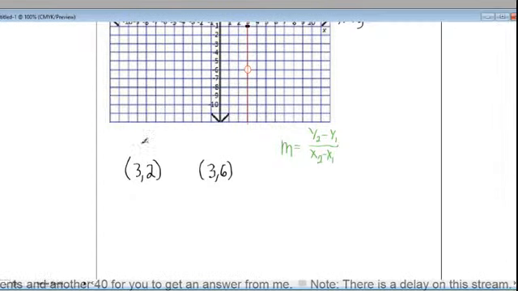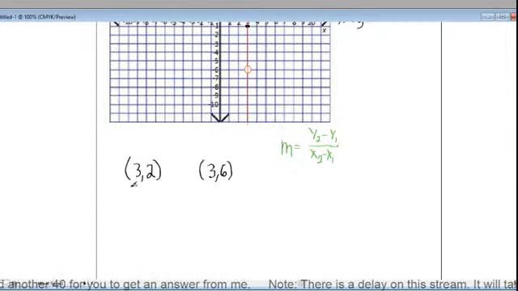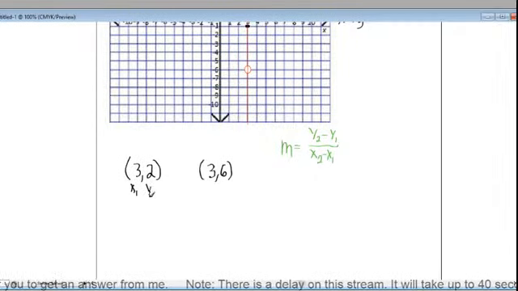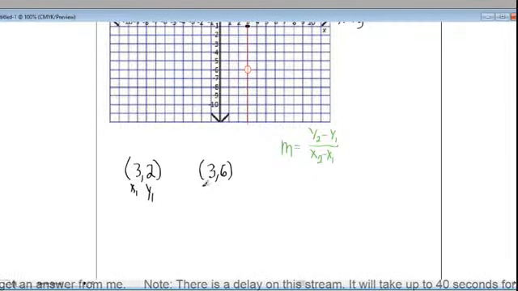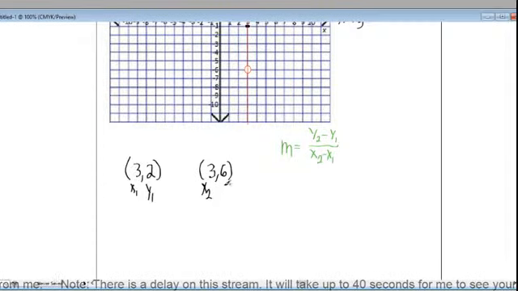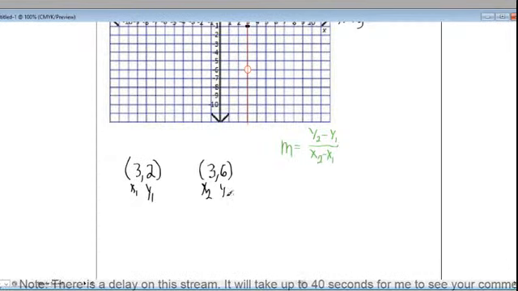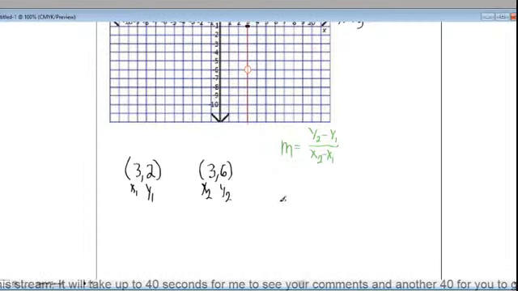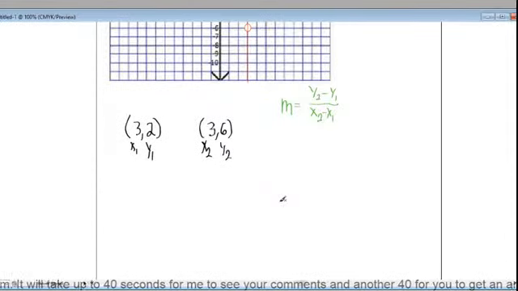So I'm going to say that this is the first point, which means this will be my x1. This will be my y1. This will be my x2. This will be my y2. Okay. So we just need to plug these into our formula to find out what this slope is. And it's going to be something weird, so hold on.